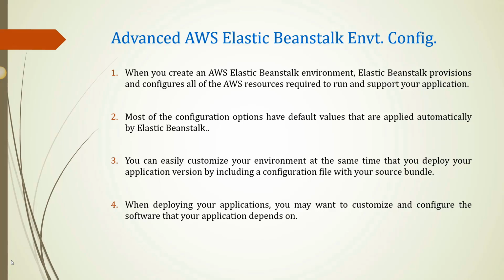When customizing the software on your instance, it is more advantageous to use a configuration file than to create a customized AMI because you do not need to maintain a set of AMIs. When deploying your application, you may want to customize and configure the software that your application depends on. These files could be either dependencies required by the application, for example, additional packages from the yum repository, or they could be configuration files such as a replacement for httpd.conf to override specific settings that are defaulted by AWS Elastic Beanstalk. So these are the advanced configuration options for the Elastic Beanstalk environment.